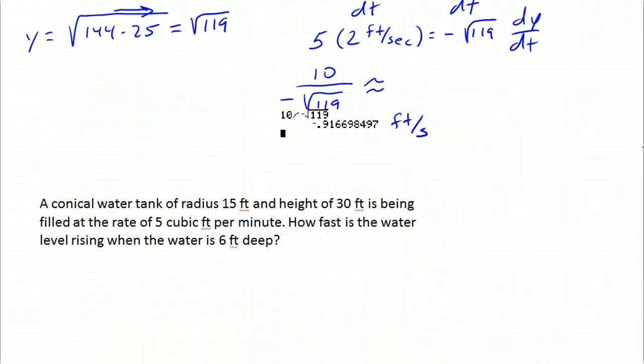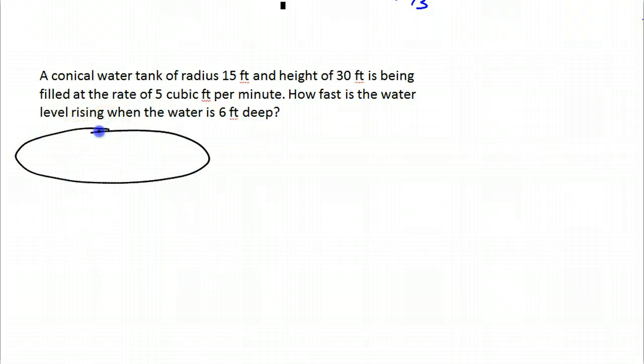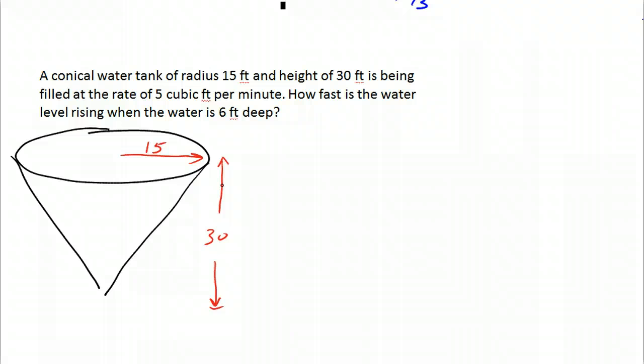Okay, last example, and this is a classic. We have a conical water tank of radius 15 feet and height of 30. Okay, so this radius is 15 and this total height is 30. And it's being filled with water at a rate of 5 cubic feet per minute.